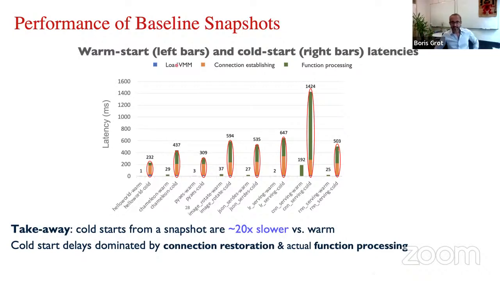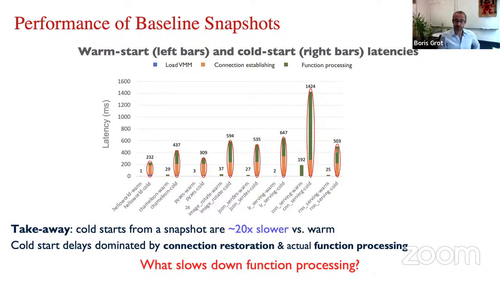We can see that loading the VMM takes virtually no time, and most of the time goes into connection establishment, connection restoration, and function processing. Now, mind you, when we're running from a warm start, we're still processing the function. It's still there. But here it's considerably slower. And the question is why? Why is function processing so incredibly slow when we're running from a snapshot, when you'd think everything is there?